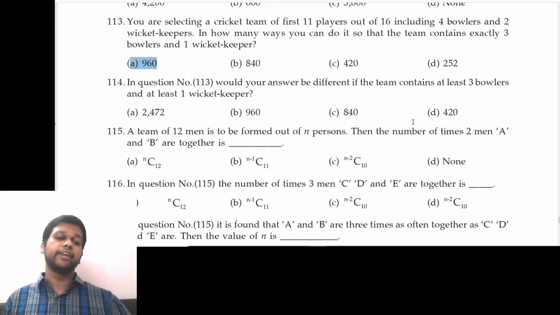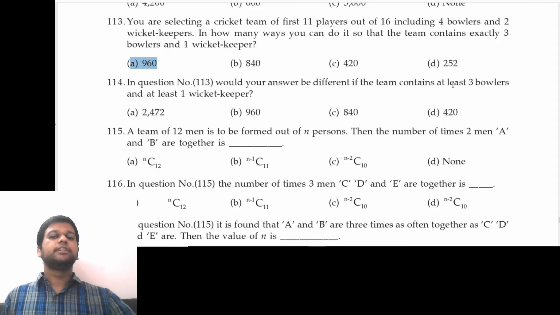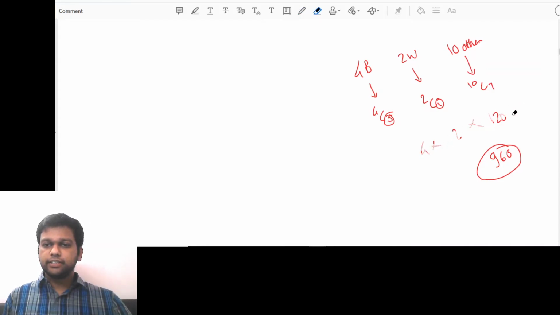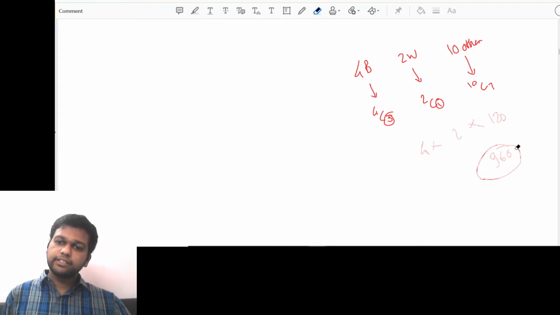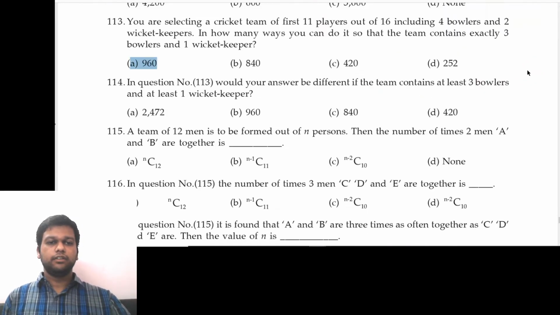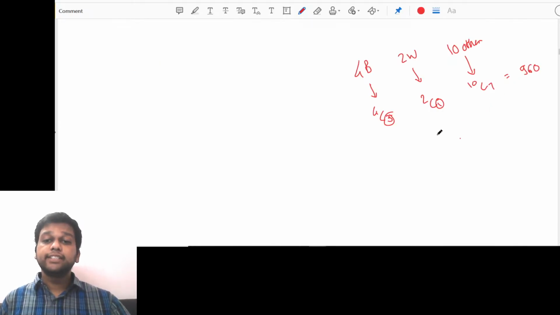Then in question number 113, would your answer be different if the team contains at least 3 bowlers and at least 1 wicket keeper? So yes, obviously our answer will be different. At least 3 bowlers and at least 1 wicket keeper. So now we have to take cases, right? Now understand something. Let me erase this. This first case is still valid. Why? Because we have at least 1 bowler and at least 1 wicket keeper, right? So 960 is going to be there anyway. But let's take more cases.